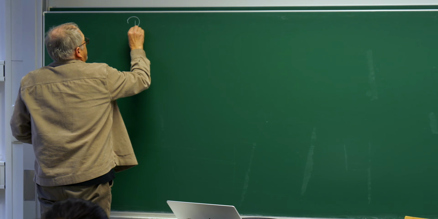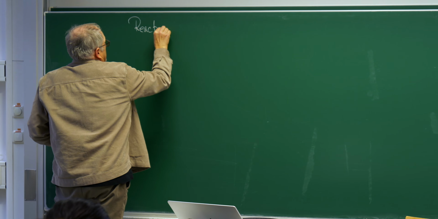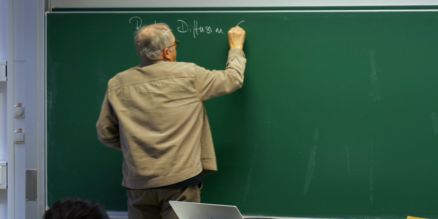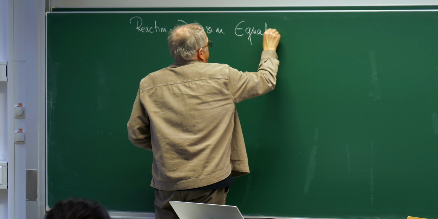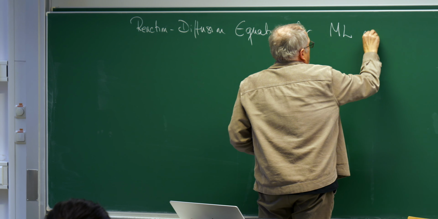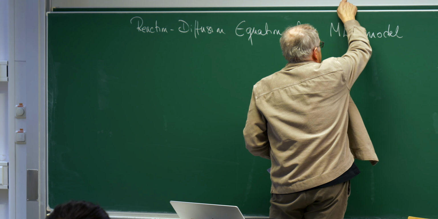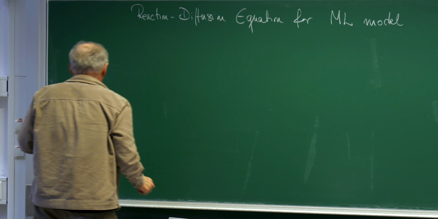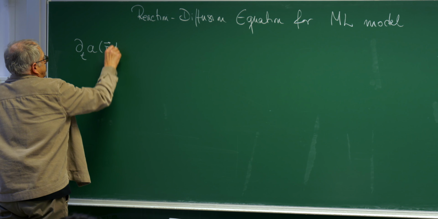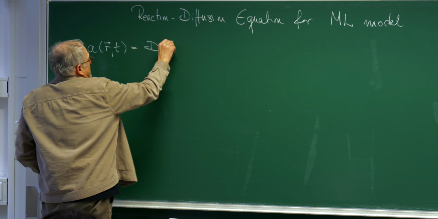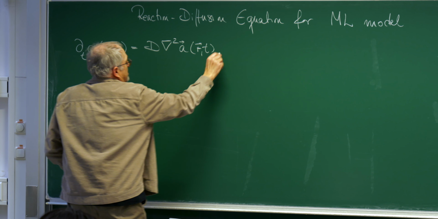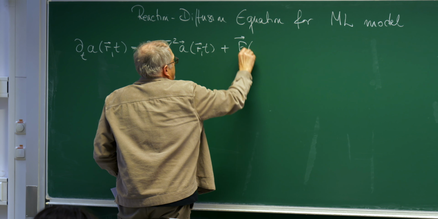And let me do this with you on the board. So we have the reaction diffusion equation for the May-Leonard model, which is of that form. It's a diffusion term of all the 3 species plus a reaction function.